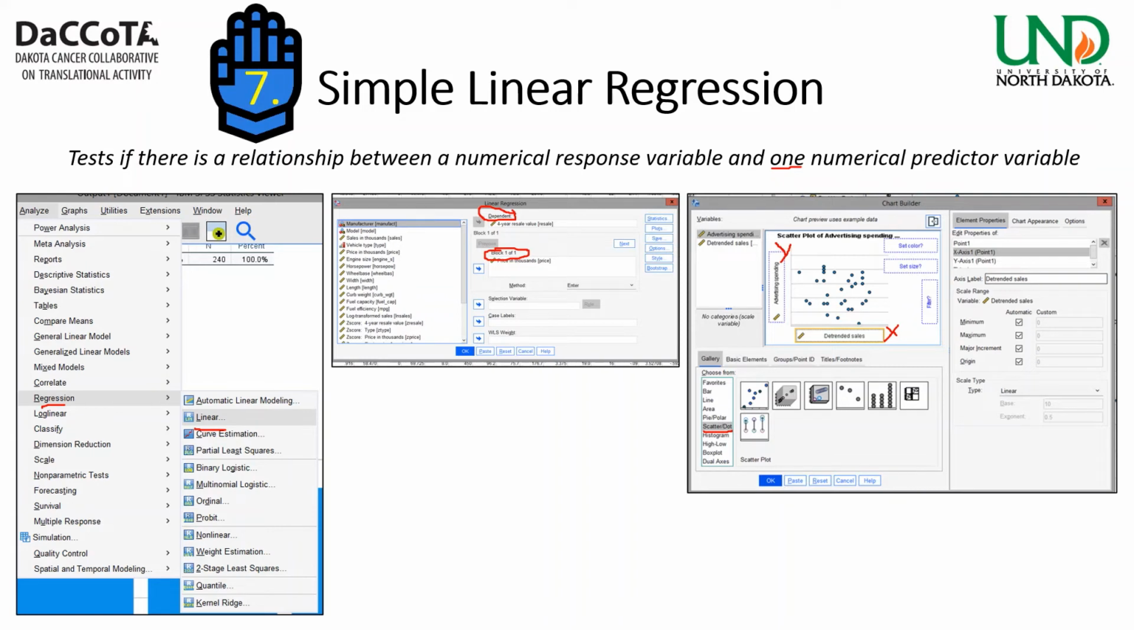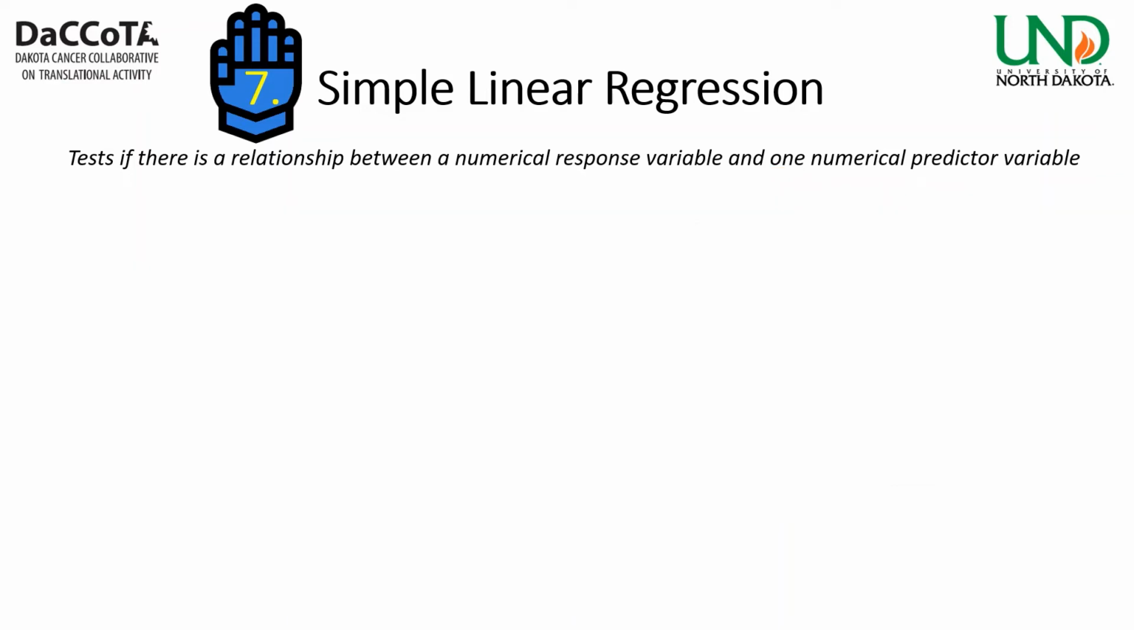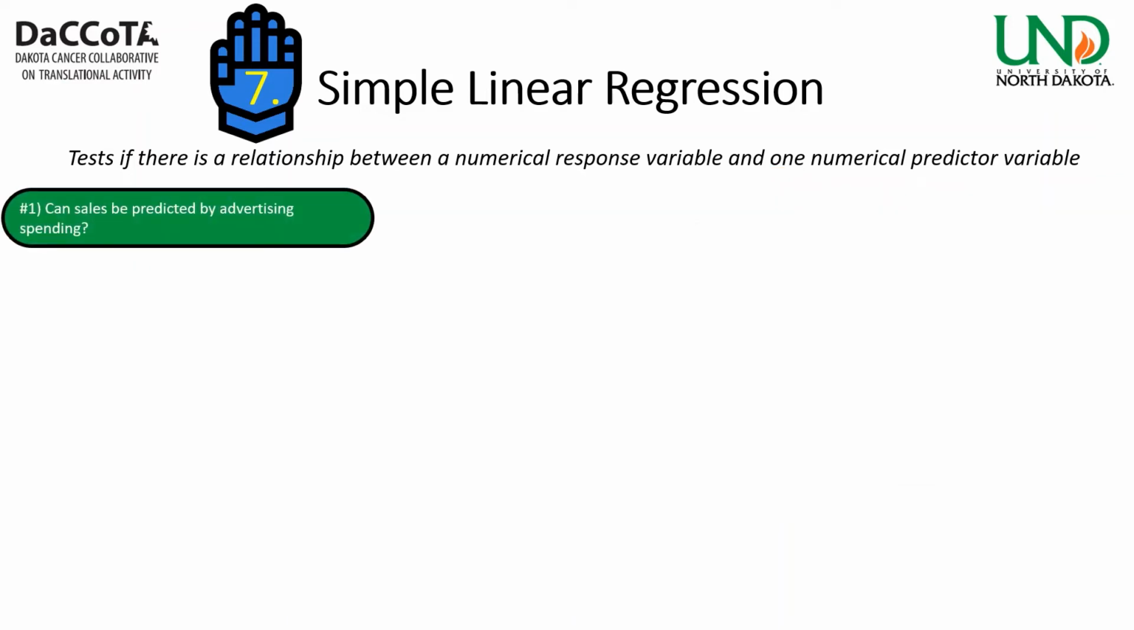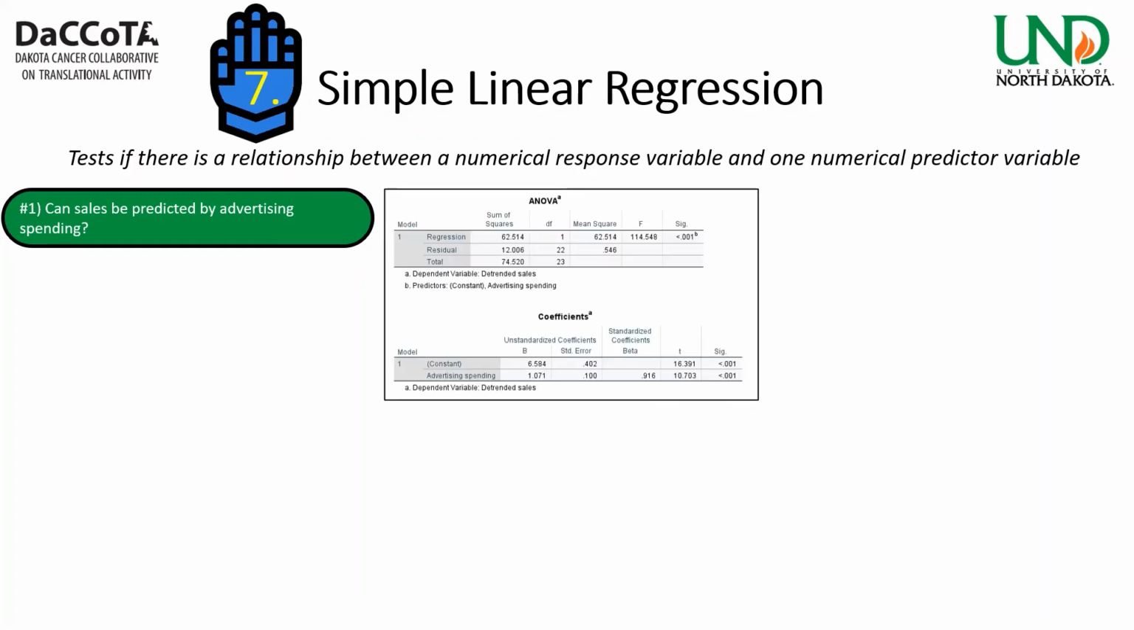With that, you can add a linear trend line as well. Okay, with that, let's breeze through some examples. Looking at sales, can sales be predicted by advertising spending? So we're running a regression. It calls it ANOVA because ANOVA and regression are sort of two sides of the same coin in many ways. So just breeze over that.